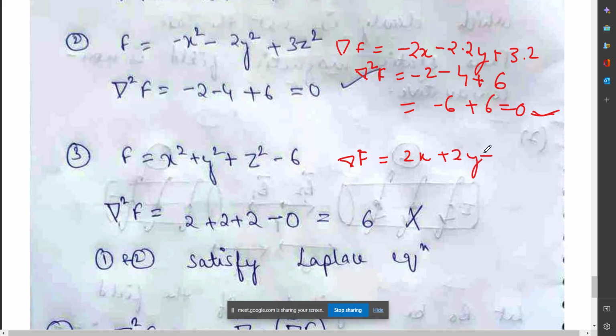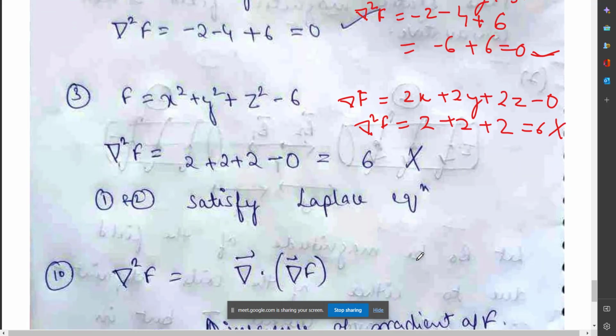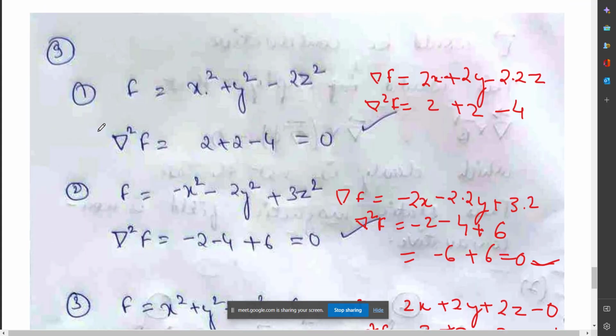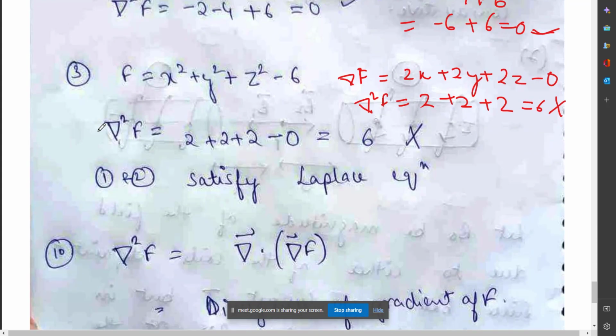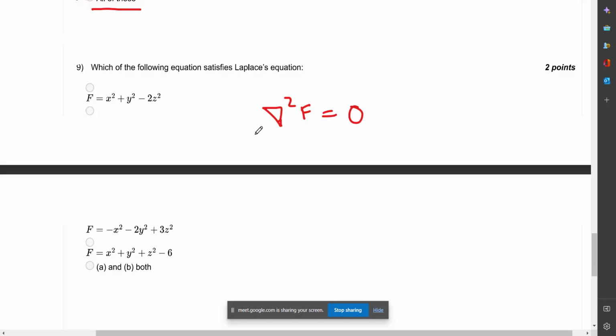2y plus 2z, and 6 minus 6 will be equal to 0. Then again differentiating it, that is 2 plus 2 plus 2, so that is equal to 6. So it is not equal to 0, so it is not satisfying the Laplace equation. So only equations 1 and 2 are satisfying the Laplace equation, the third one is not.